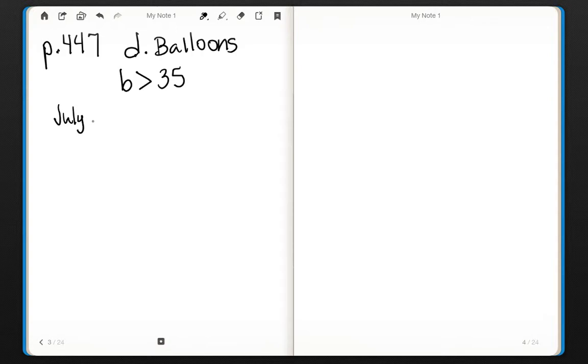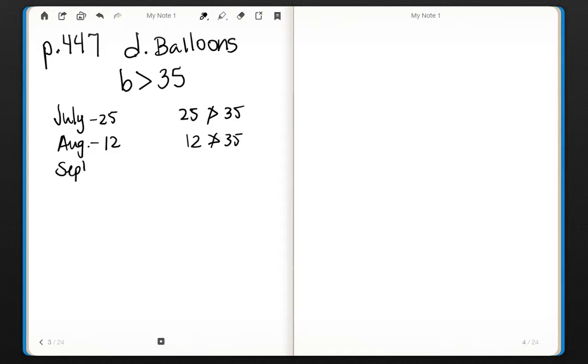July, she sold 25. So is 25 greater than 35? No. So she doesn't get that half day off. What about in August? Let's see, she had 12. Is 12 greater than 35? Nope, doesn't get it then.